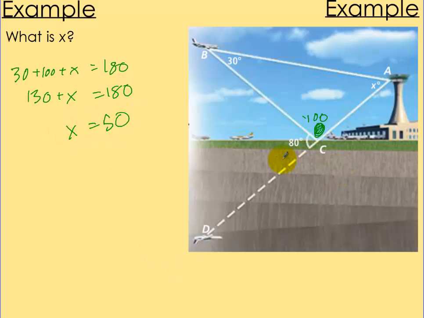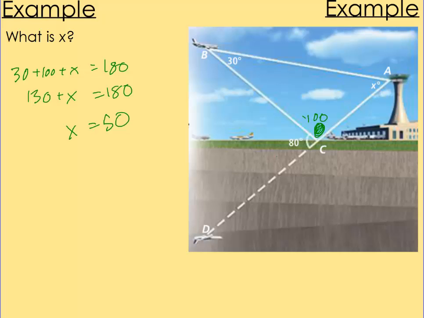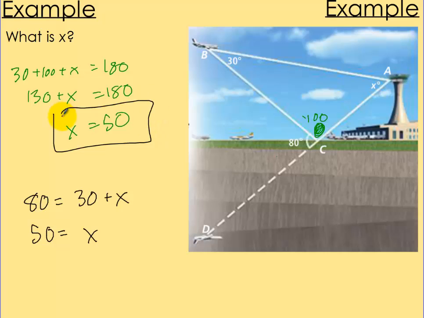Another way I could get through that is the triangle exterior angle theorem. So I could have said, okay, 80 has to equal 30 plus x. And doing the same thing, subtracting 30, you would get x equals 50. So either way would get you the right answer. That's it.